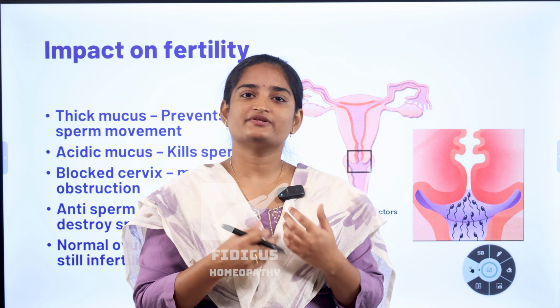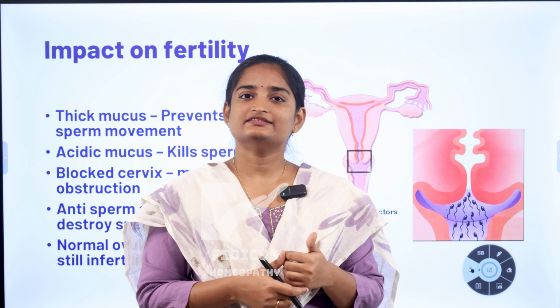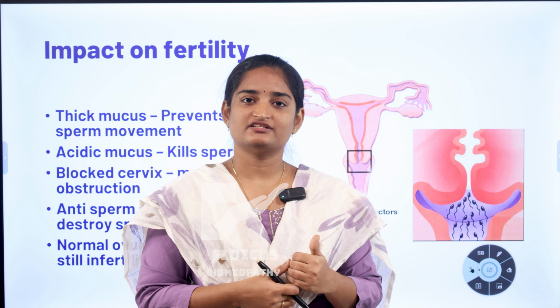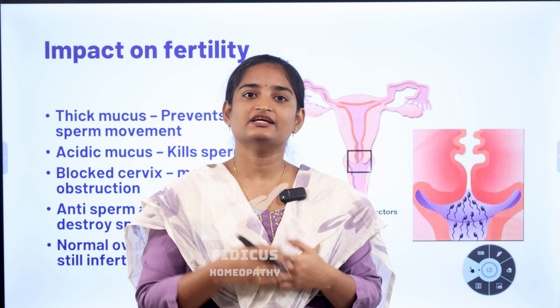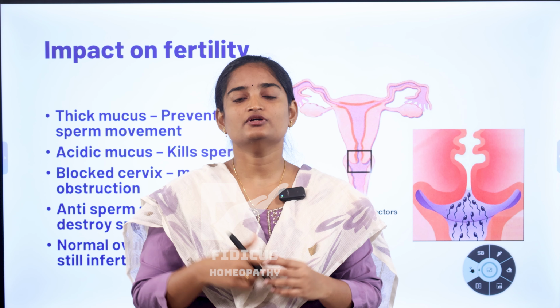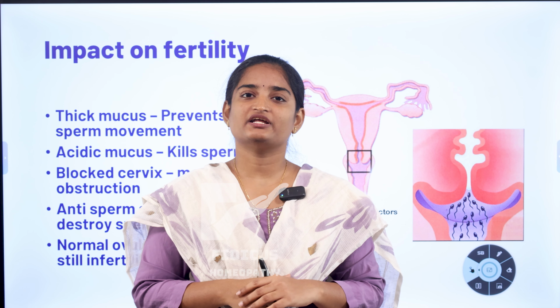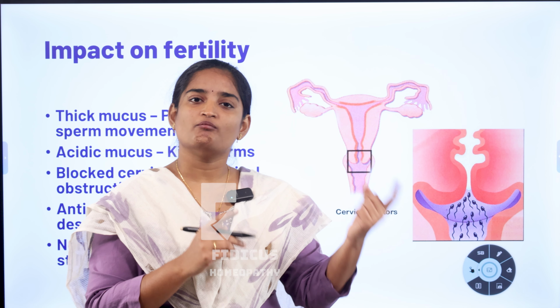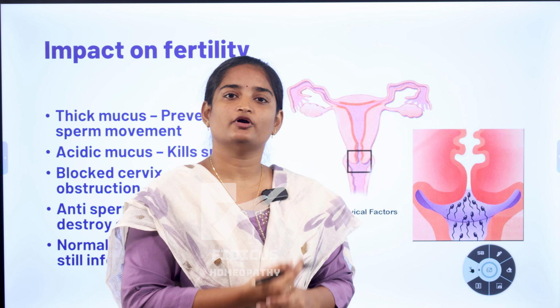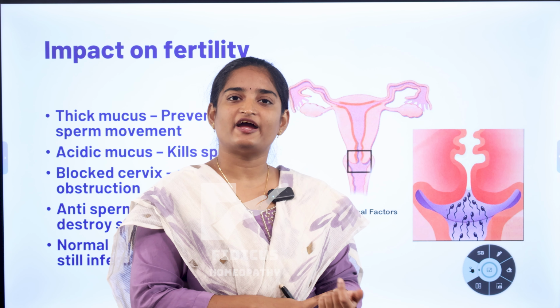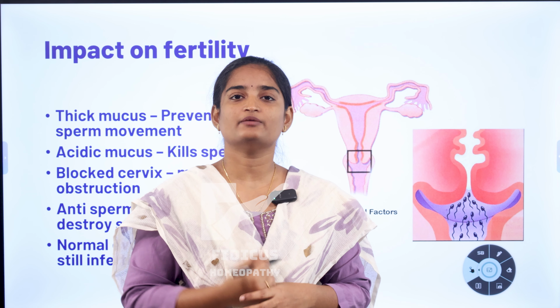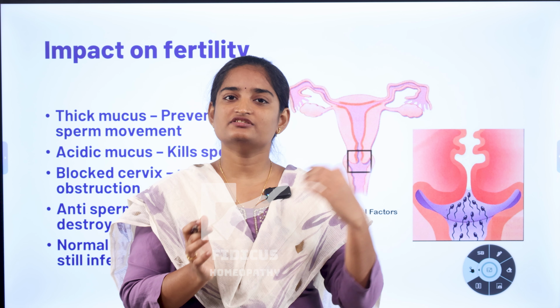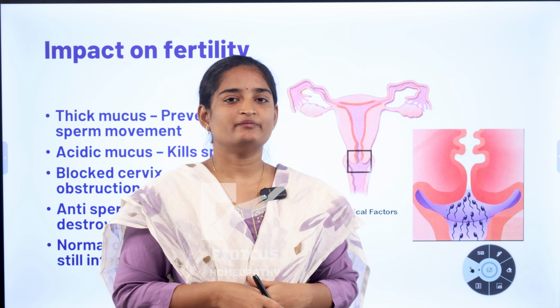Also, this acidic nature of the mucus is mainly due to some infections or inflammations in the cervix. This acidic mucus can also control the movement of the sperm, and it can also destroy the sperms. So even with normal ovulation and sperm count, the presence of these cervical factors can prevent the entry of sperm from the cervix and vagina to the uterus. So infertility may result.